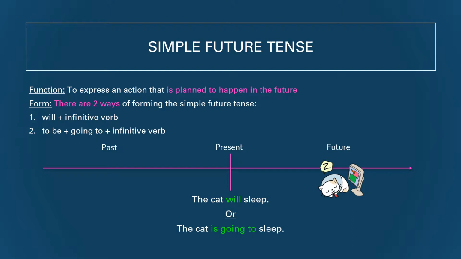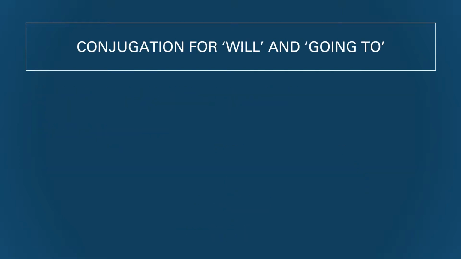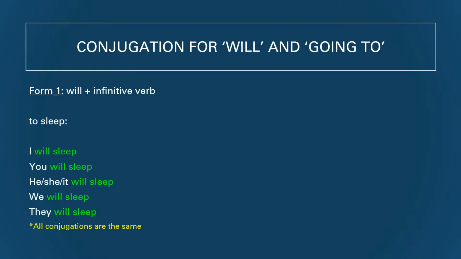So the word is conjugated from the infinitive verb to be, and that is followed by going to, and that is followed by the verb to sleep. Okay, so now we'll talk about the conjugations for the two methods. The first form that we spoke about, will plus infinitive verb, is quite simple. So our example is to sleep. So we have I will sleep, you will sleep, he, she, or it will sleep, we will sleep, they will sleep. All conjugations are the same. Will, which is the auxiliary or helping verb, is followed by the unchanged original form of the verb.